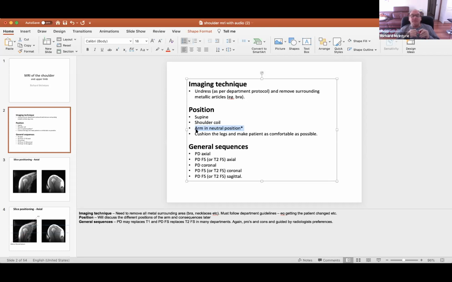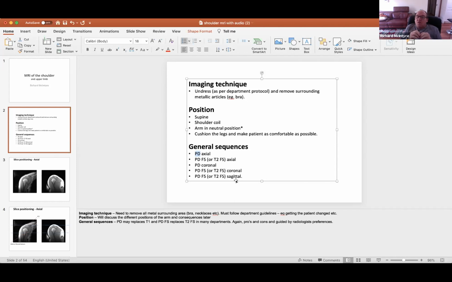Okay, so the sequences here. We're going to see, it might be better to go through the images, but we're going to see that a proton density image is very similar to a T1 weighted image. Okay, so a proton density image shows anatomy. A proton density FAT-SAT image shows pathology.